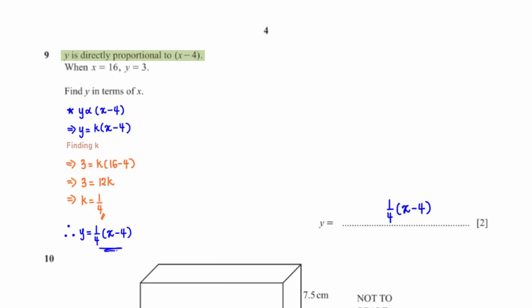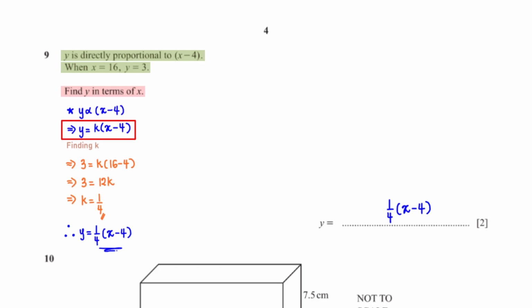Y is directly proportional to x minus 4. When x is 16, y is 3. Find y in terms of x. In mathematical terms, we write y is directly proportional to x minus 4. This can be rewritten as y is equal to a constant, which we are going to call k, times x minus 4. We need to find k.